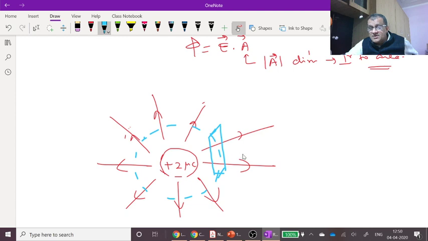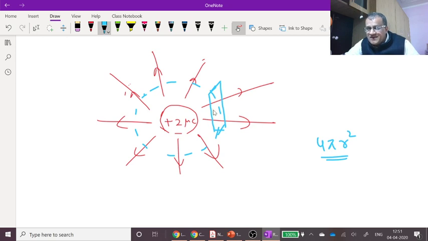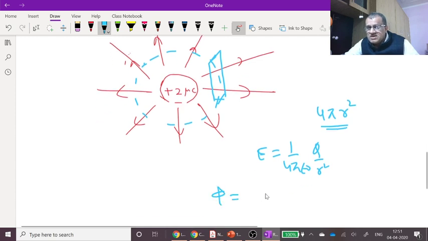And if you see how much of the field lines are passing through it, the total flux passing through the total surface area, the total surface area of a sphere is 4 pi r square. The value of field at any point is 1 upon 4 pi epsilon naught q upon r square. Now, if you see how much is the total flux, you will see that the total flux is q upon epsilon naught in this case.